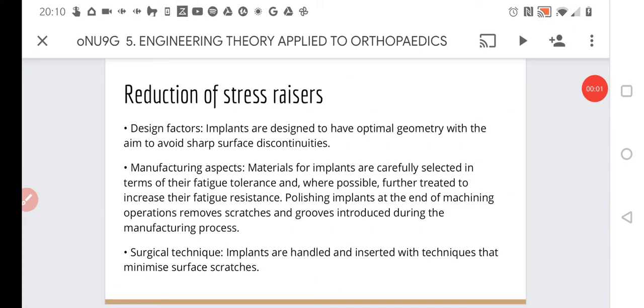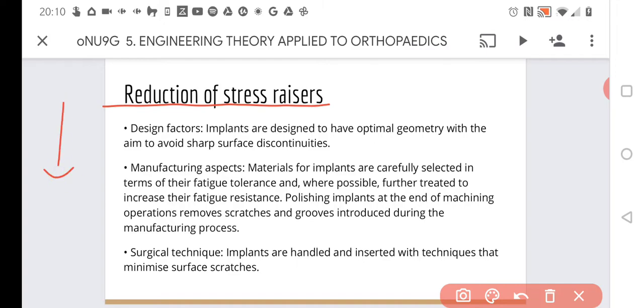So how do we reduce the stress tracers, and why would you want to do this? We would like to reduce the amount of stress tracers because it would reduce the risk of fracture. Simple like that. So, design factors. Implants are designed to have optimal geometry with the aim to avoid sharp surface discontinuity. Yes, I mean implants like the artificial hip joint, for example.